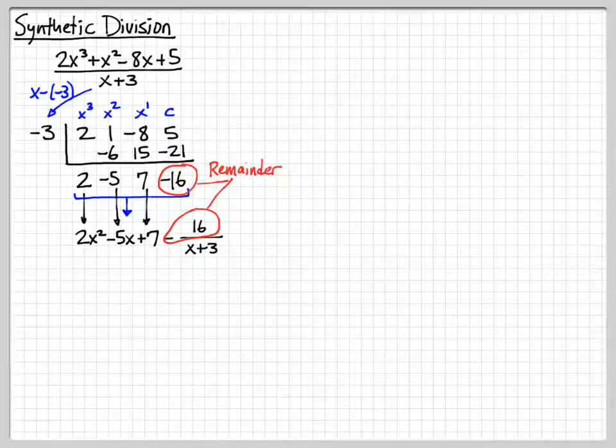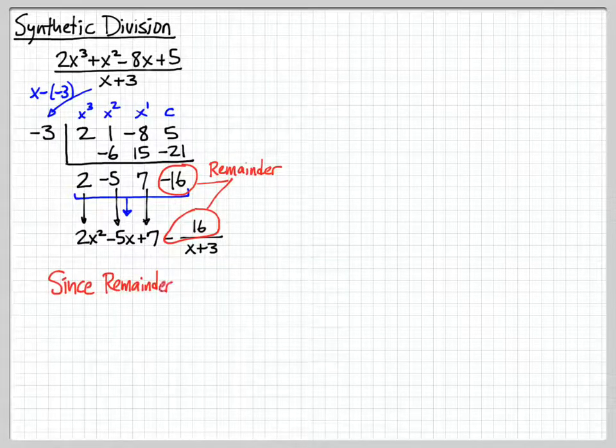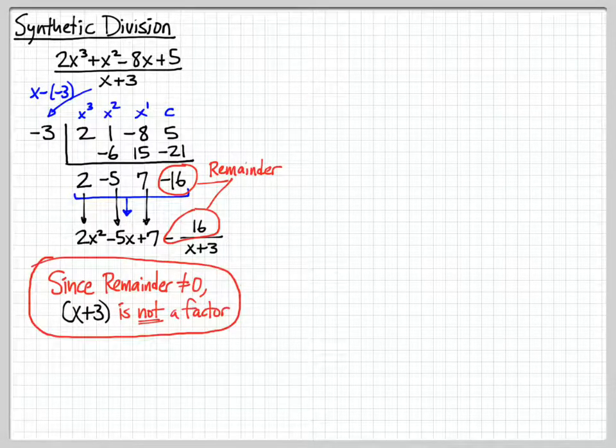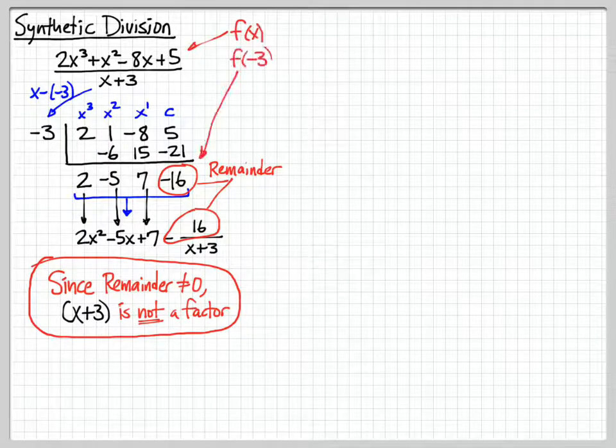So in this case, we have a remainder here, and we say again that since this remainder is not equal to 0, then we could say that x plus 3 is not a factor of the polynomial up here. Now you remember that we used synthetic substitution to evaluate f of x at -3. f of -3 we found was -16. That's how we did it before when we were using synthetic substitution. We substituted -3 into this to find out our solution of the function.